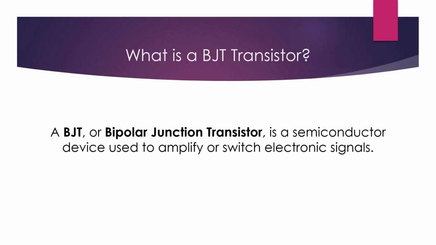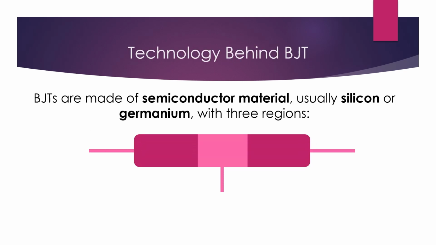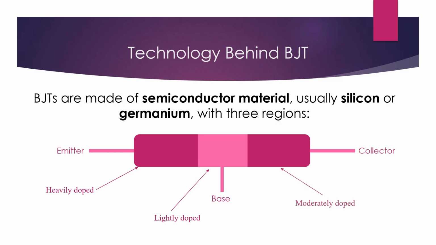It's called bipolar because it uses both electrons and holes as charge carriers. BJTs are made of semiconductor material, usually silicon or germanium, with three regions. Emitter, heavily doped and supplies carriers. Base, very thin and lightly doped. Collector, moderately doped and collects carriers.